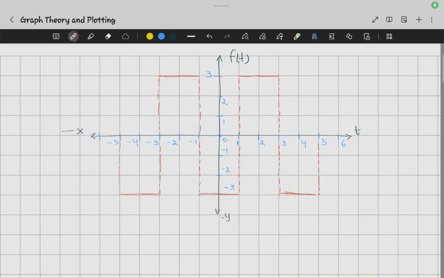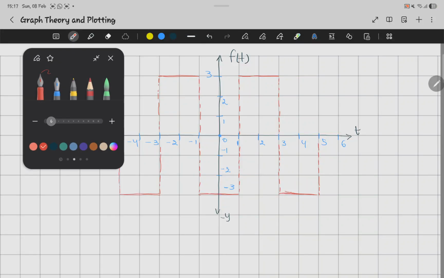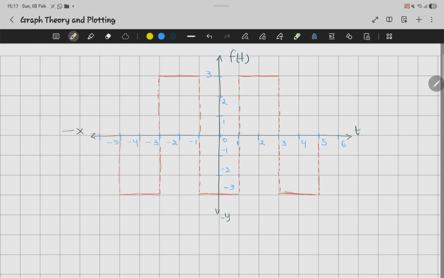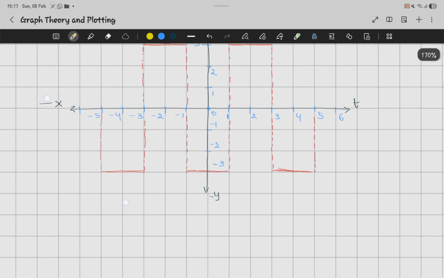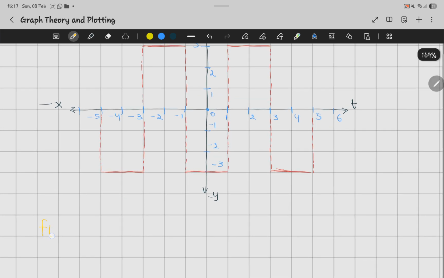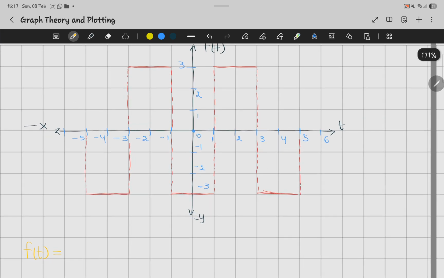So now let's represent this question in terms of a function and get the interval out of it. What we need to do here is find f(t). How are we going to get f(t) from this graph?